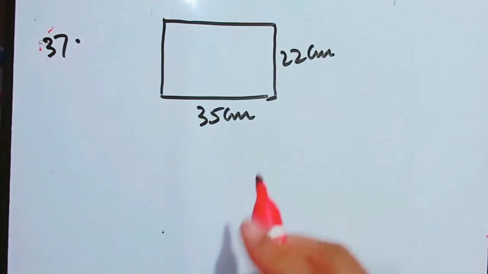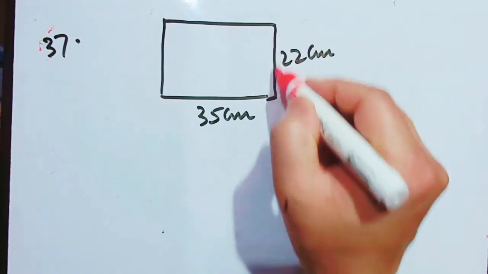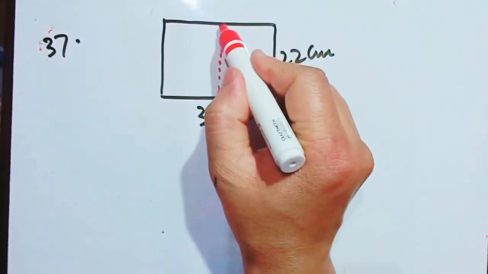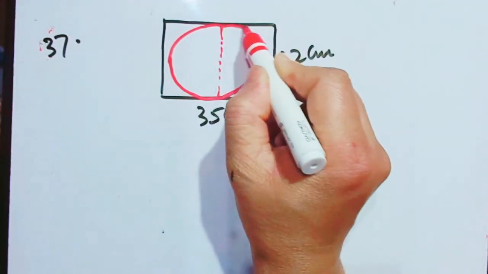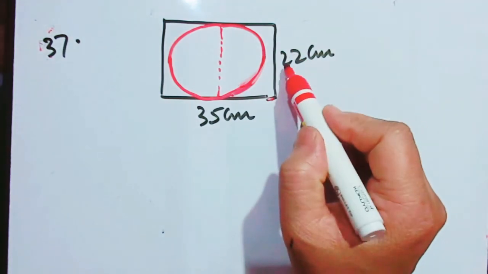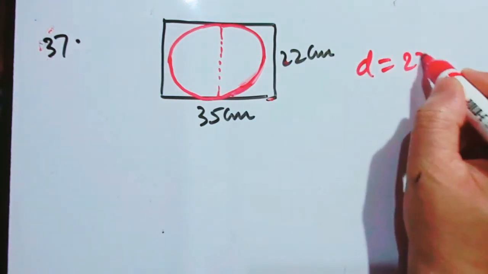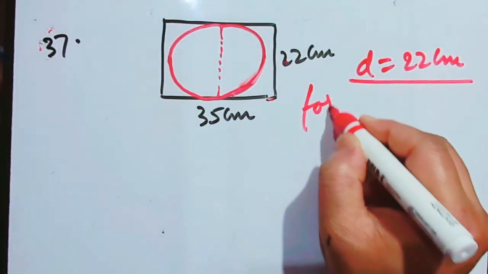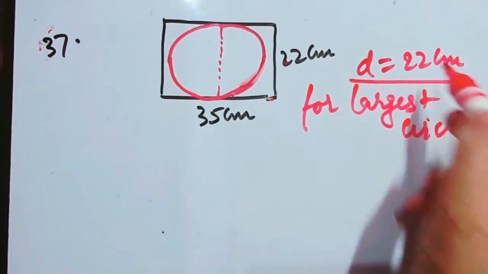So if you are going to cut out the largest circle, naturally this 22 centimeter, or you can say the breadth, should become the diameter of the circle. Though the circle is not perfect here, my diameter is equal to 22 centimeter if I want to cut out the largest circle, isn't it? So D is equal to 22 centimeter.